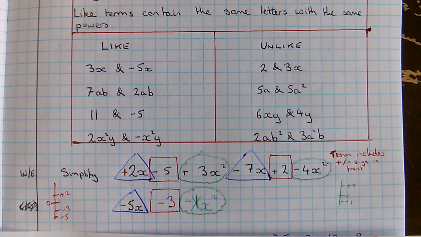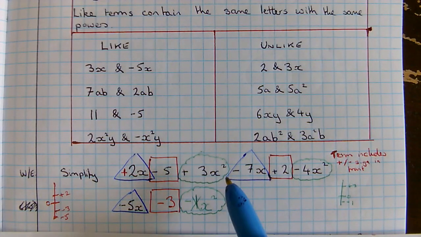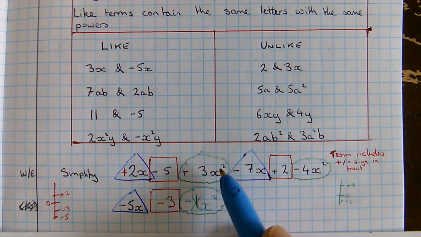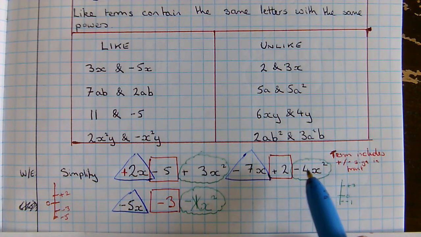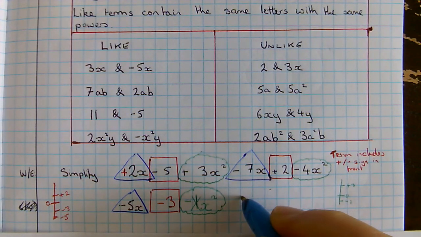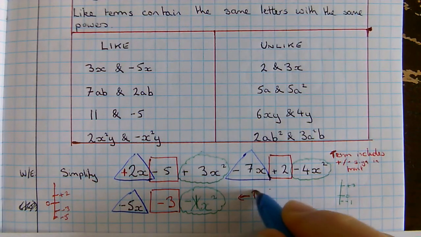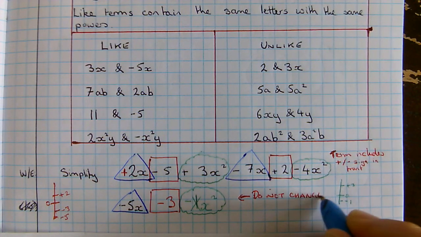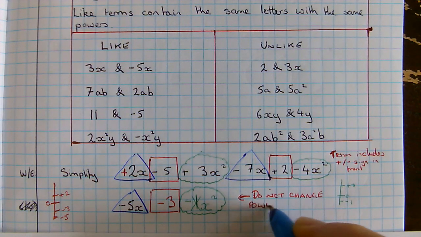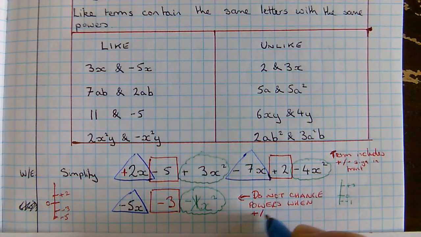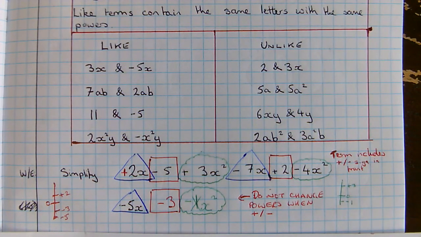Now notice the other thing, a common mistake here, is that people would have said, oh, I need to do something with these powers, so I've got an x squared and a minus x squared, that would give me x to the power of 0. When you're adding and subtracting, when you're simplifying here, you leave the powers alone. Do not change the powers when we're adding or subtracting. So the powers of x squared here and x squared here result in an x squared over here.